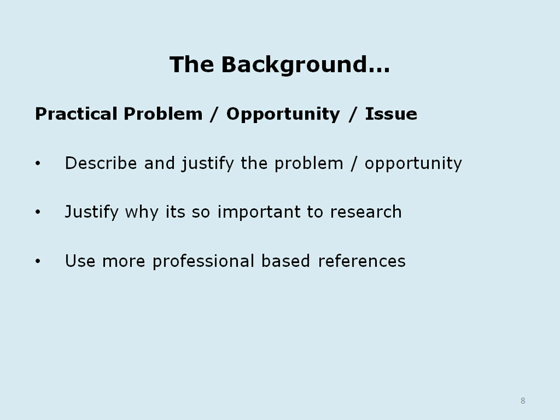to be clear what your problem, opportunity, or issue is really important, and that's a writing skill. So once you've got a clear definition of what the problem is and where it's happening, the next bit is you've got to justify why that research into this problem, opportunity, issue is really important.